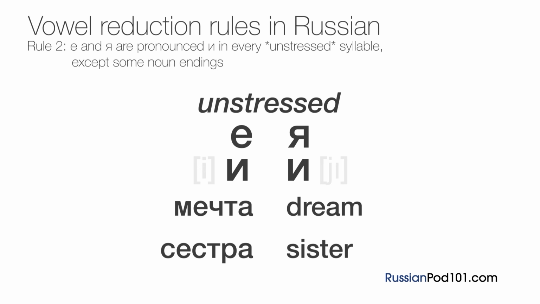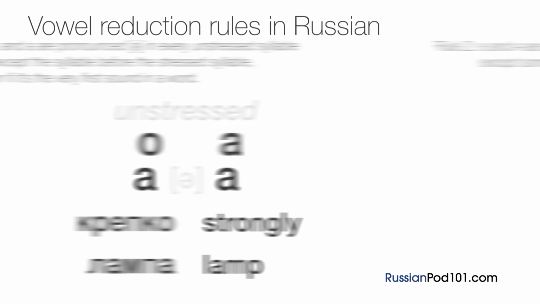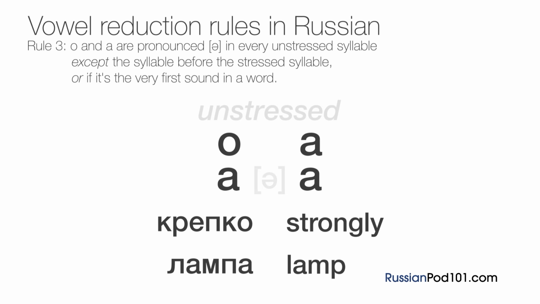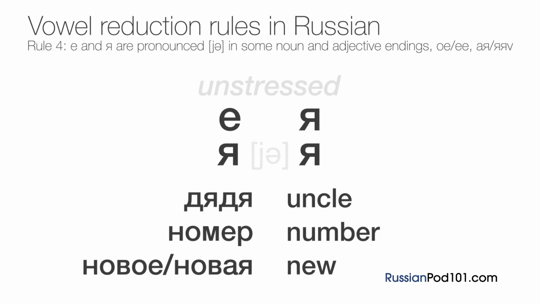мечта, сестра. Rule number 3. When unstressed, О, А will sound like А, in any unstressed syllable that isn't the one immediately before the stressed syllable. крепко, лампа. Last one. Rule number 4.